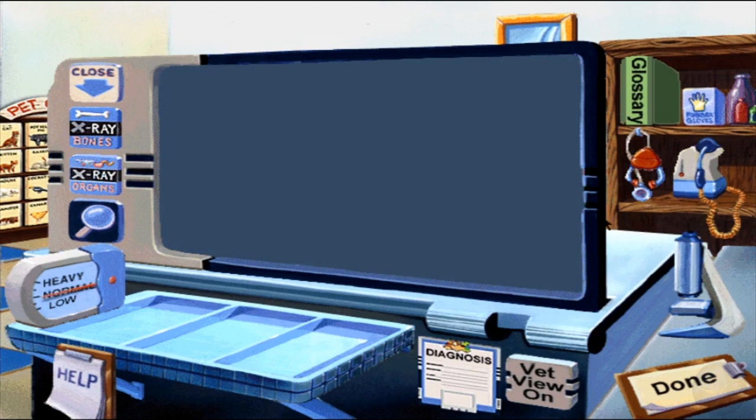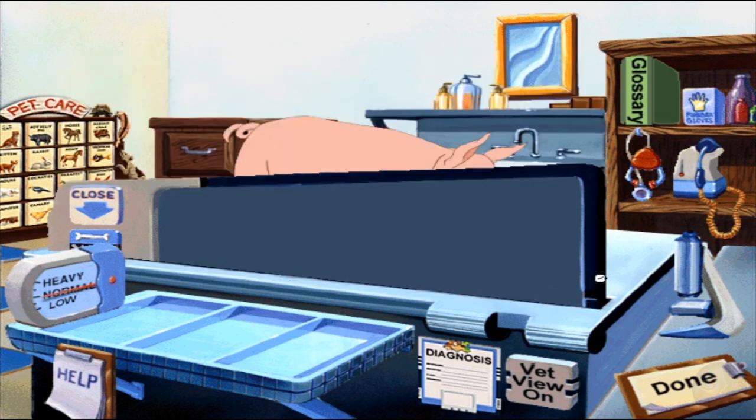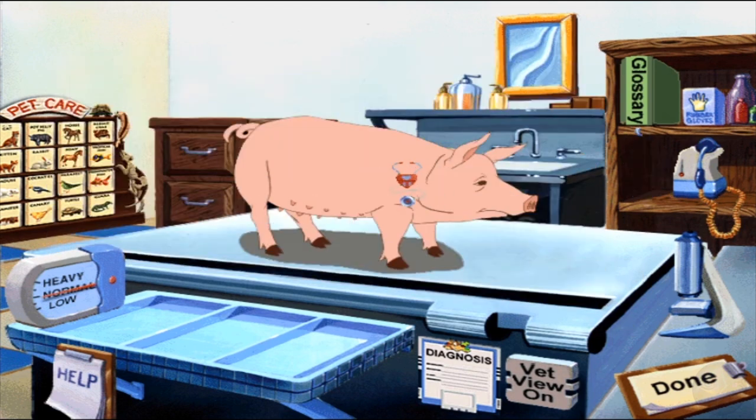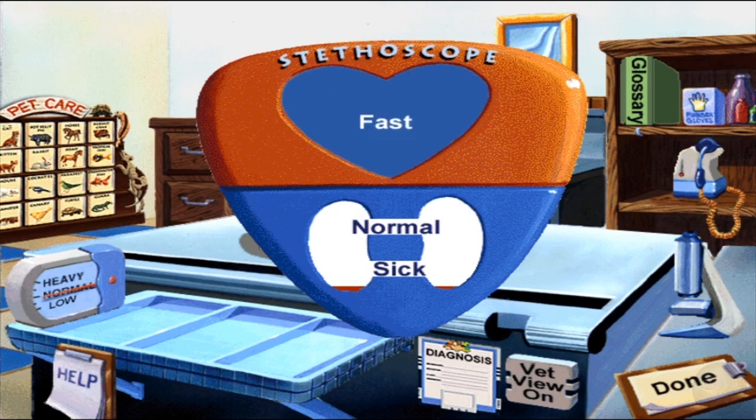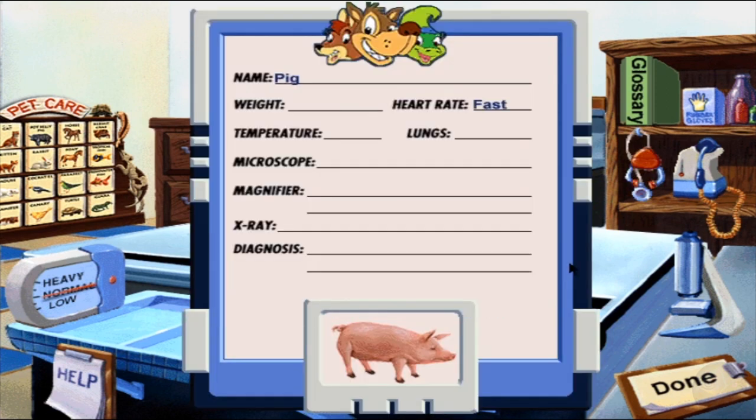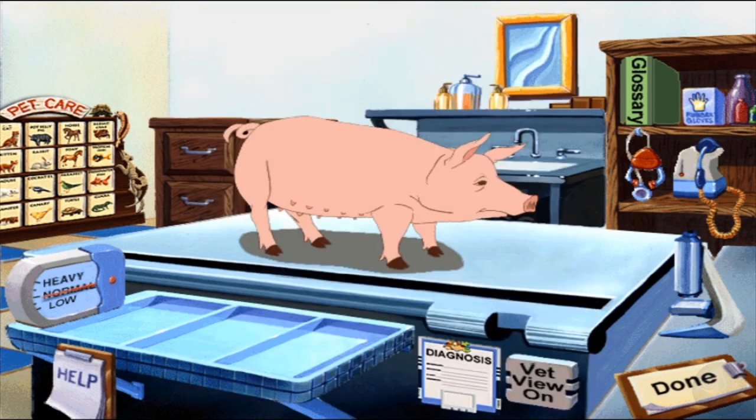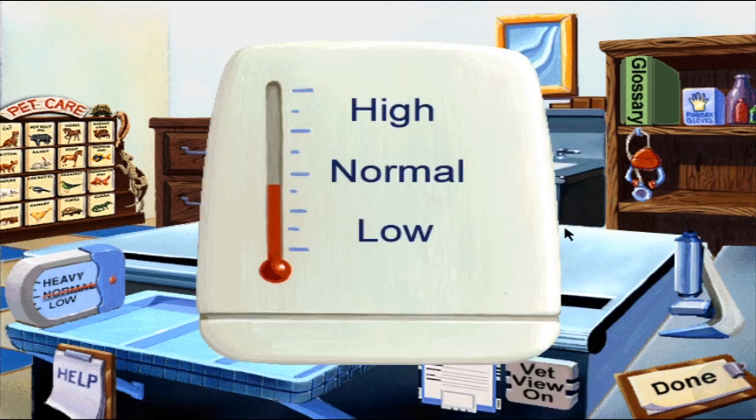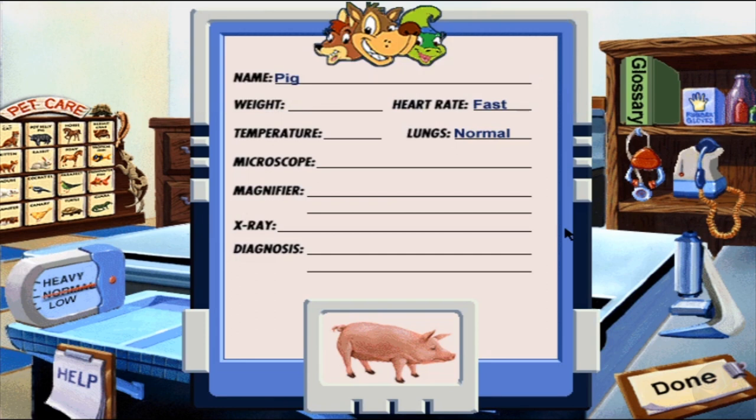Oh, you've brought an animal in for examination. The animal's heart rate is fast. This animal's lungs sound normal. This animal's temperature is high.